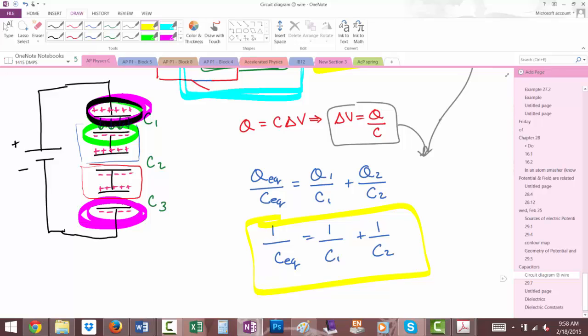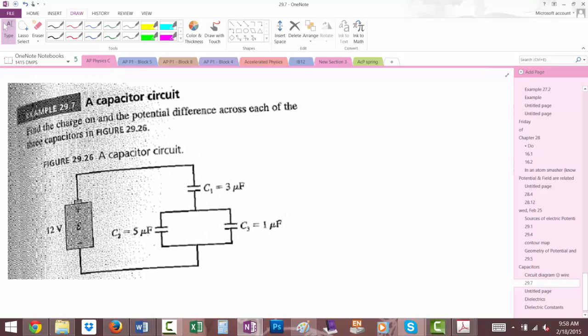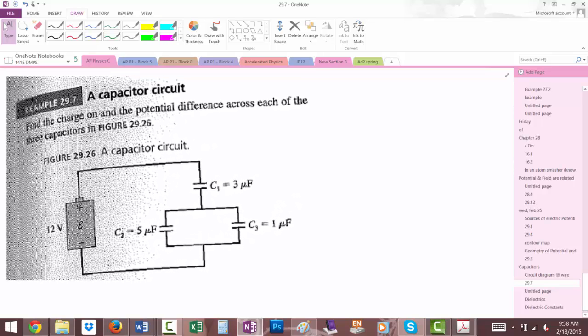So I'm going to throw a problem up here for you to work on. This one is putting things together. The picture is not great. The question asks for you to find the charge and potential difference across each of the 3 capacitors. But first you need to find the equivalent capacitance. So let's take a look at what's going on here. You've got your battery over here. Remember I told you they didn't actually draw batteries the right way yet. It's 12 volts. This is not too hard.